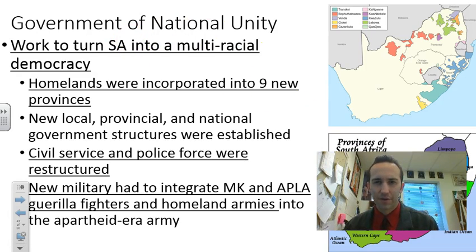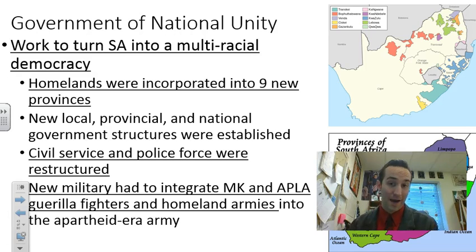The Government of National Unity, their job is to change South Africa from apartheid to a multiracial democracy. And so they're going to change the makeup of the country a little bit. And so this is what the country looked like before. It's only got a few states with a whole bunch of homelands. And so it's not really proportional. We've got this giant Cape state, a couple states over here and there, and then the homelands mixed in between.